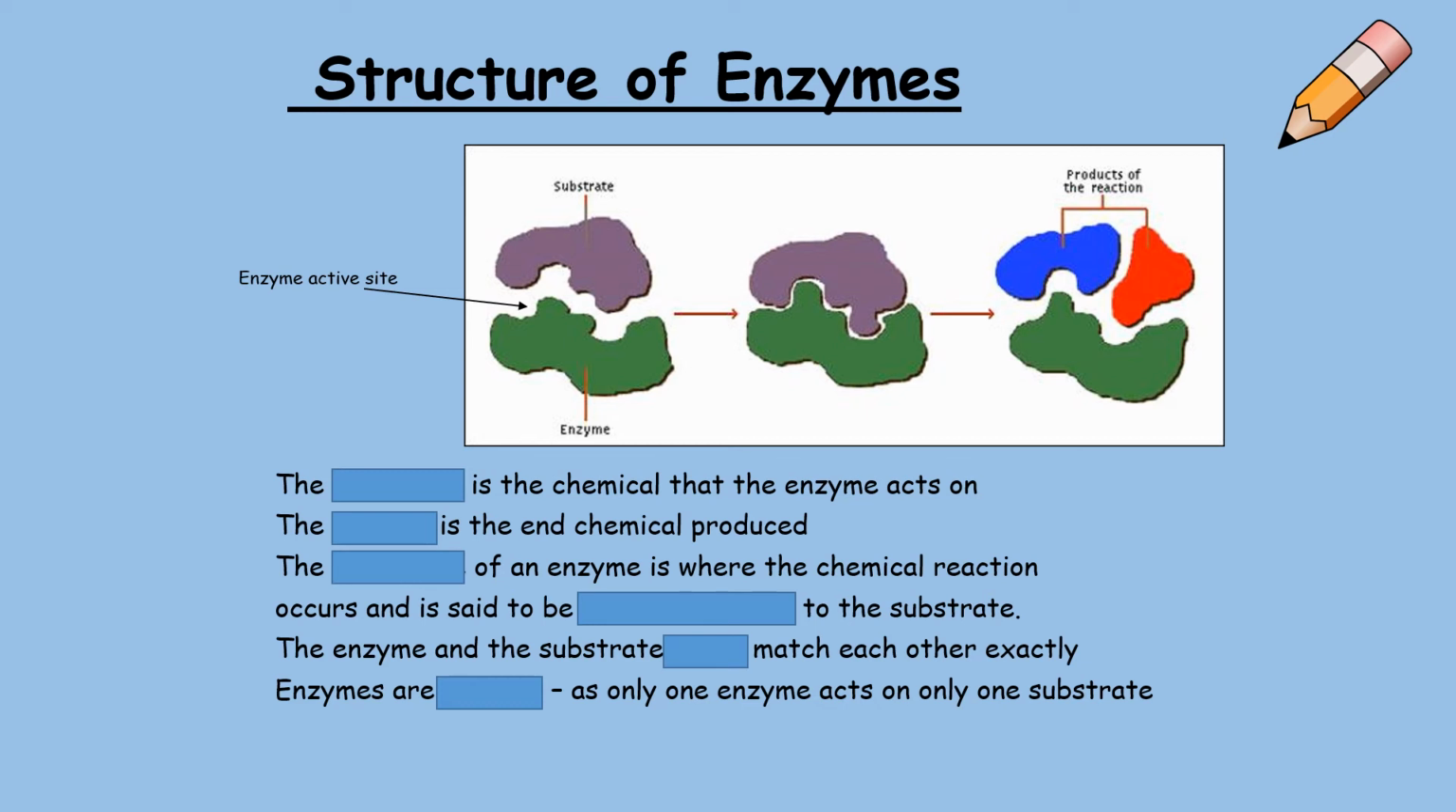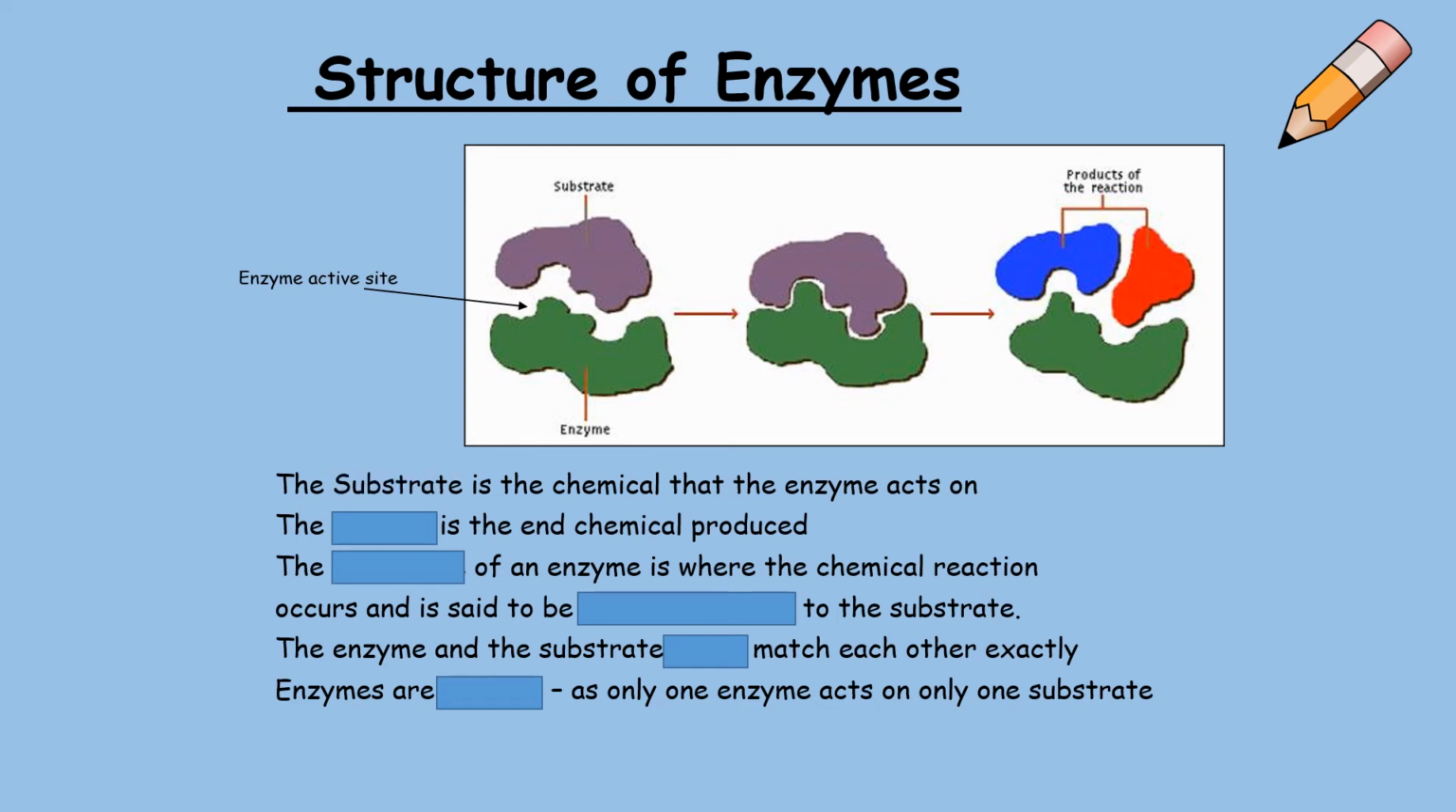So the something is the chemical that the enzyme acts on. The something is the end chemical produced. The something of the enzyme is where the chemical reaction occurs, and it is said to be something to the substrate. The enzyme and the substrate something match each other exactly. Enzymes are something as only one enzyme acts on only one substrate.